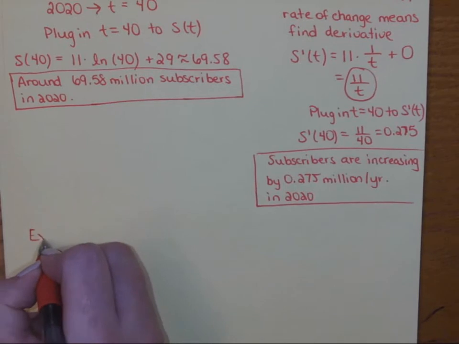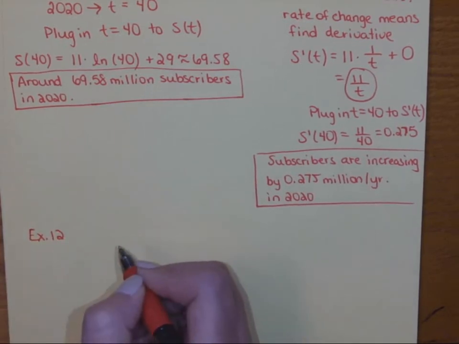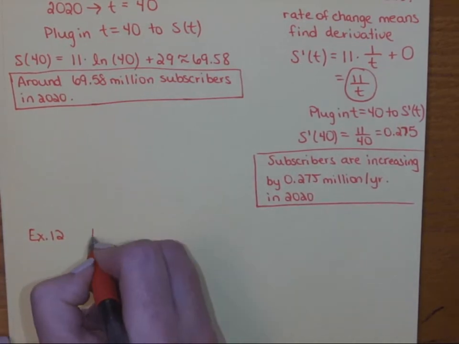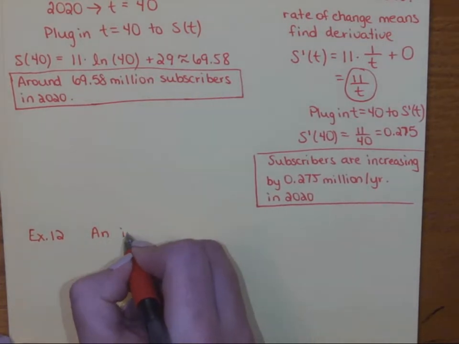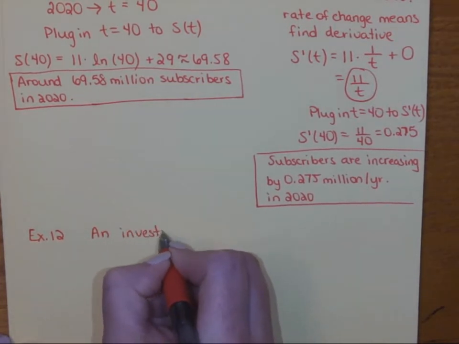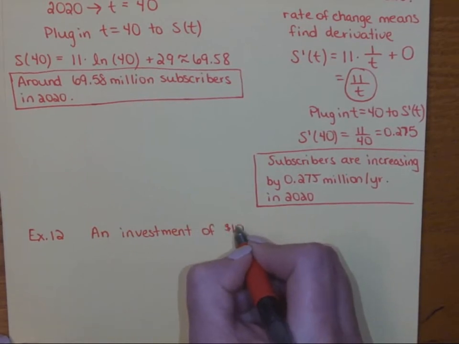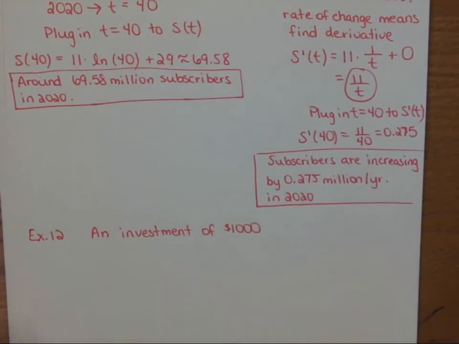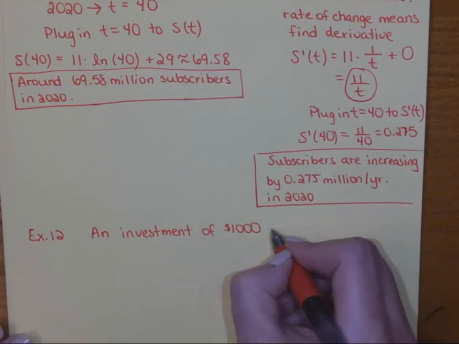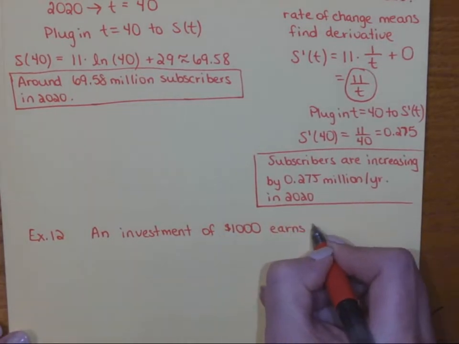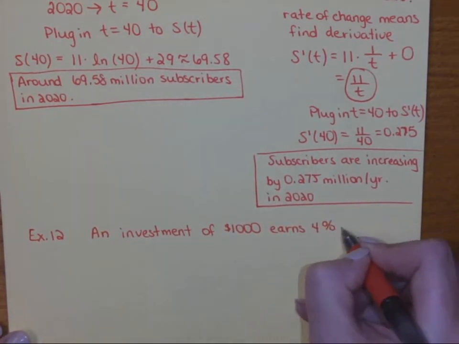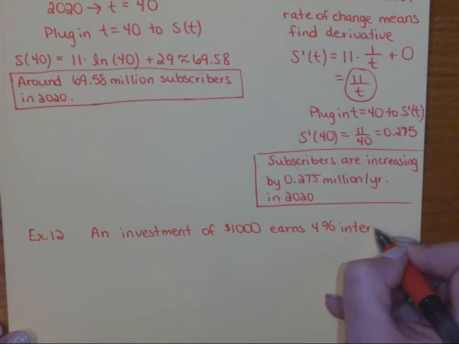All right, so last problem on this lecture. In Business Math 1, we talk a lot about investments. And we're going to talk a little bit about that this semester. Not near as much as we did in Business Math 1, though. But let's say an investment earns 4% interest compounded continuously.